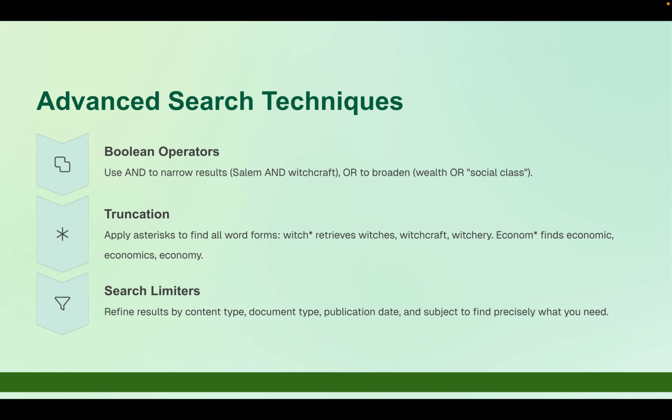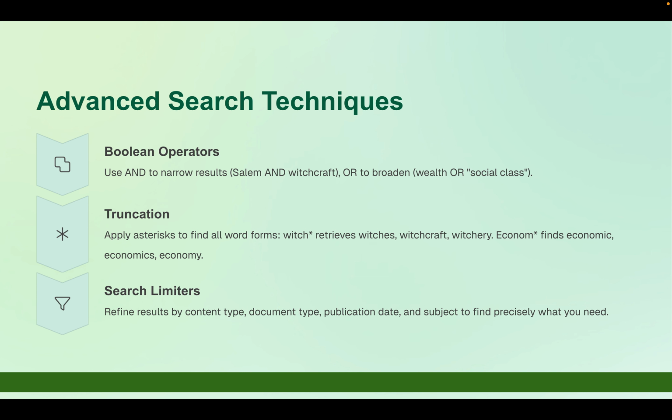Now that we've got our key concepts, let's talk about search techniques. Boolean operators help us narrow or broaden our results. Using and between terms will focus your search. For example, Salem and witchcraft, or using or like wealth or social class. This broadens your search to include more related terms.